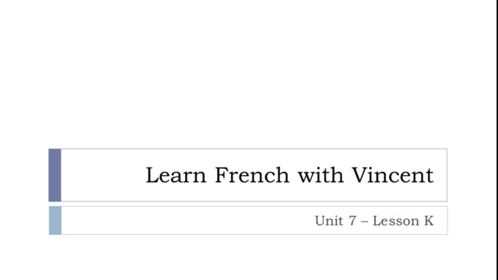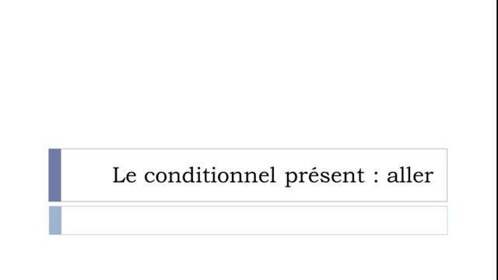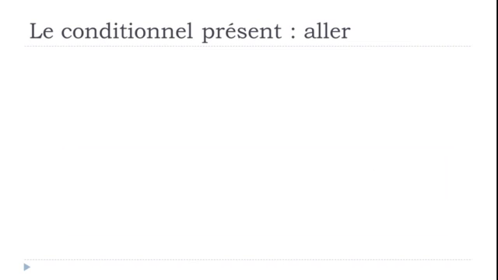Bonjour à tous and welcome to Learn French with Vincent, and this is Unité 7, leçon K. In this lesson we'll discover together the verb aller, so aller means to go, and especially the conditionnel présent form of this verb. Let's start right now.